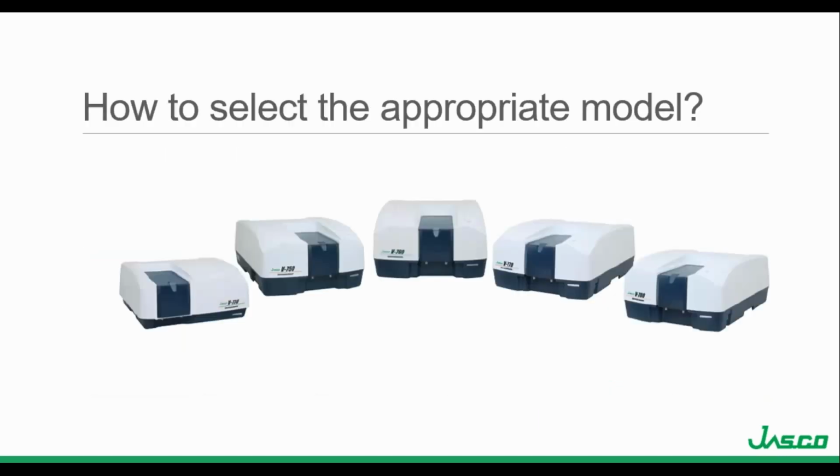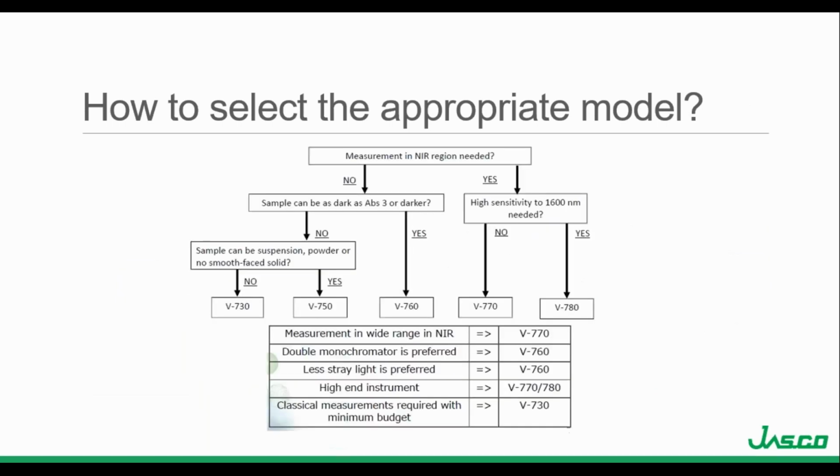So JASCO offers 5 models of UV spectrophotometers which vary in wavelength range and sensitivity. I'm going to preface this by saying this is a very simplistic diagram, and there are many other factors that need to be accounted for when selecting the appropriate model, but this is at least a starting point to get you thinking what type of model, based on the options I already discussed, you need to go with.